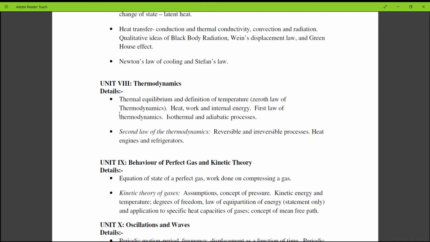Unit 9, behavior of perfect gas and kinetic theory. First topic, equation of state of perfect gas, work done on compressing a gas, then kinetic theory of gases, assumptions, concept of pressure, kinetic energy and temperature, degree of freedom, law of equipartition of energy, that is statement only, and application to specific heat capacities of gases, concept of mean free path.